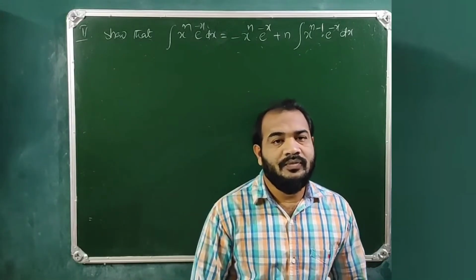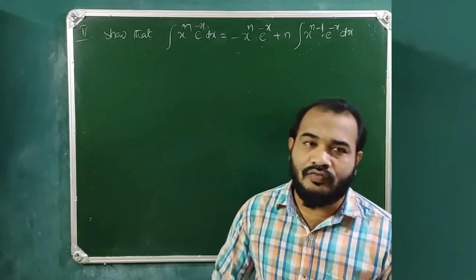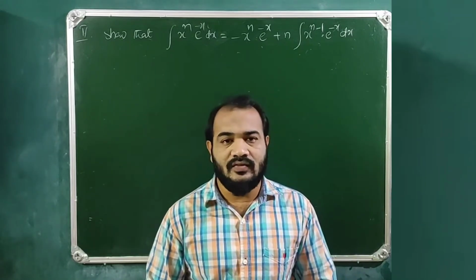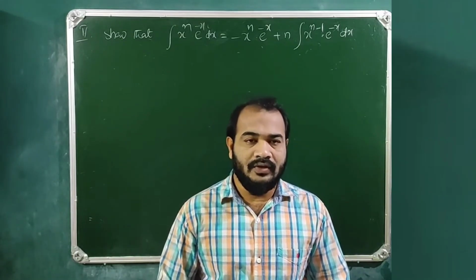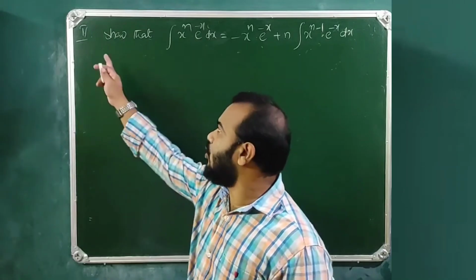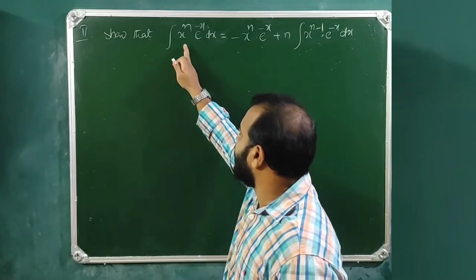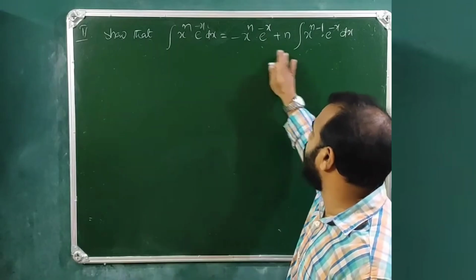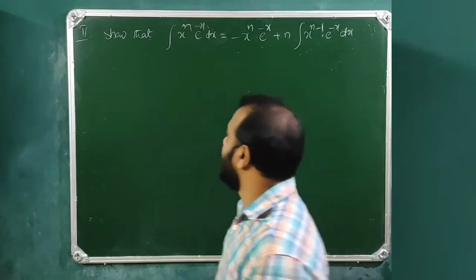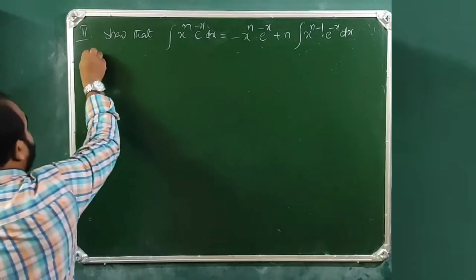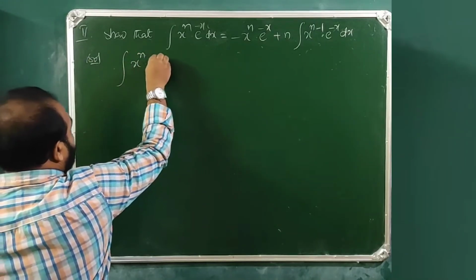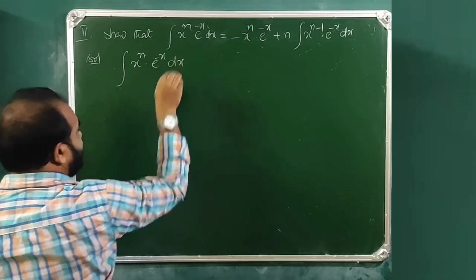Good morning, students. Let us continue from where we stopped in the previous video. We have been discussing the reduction formulae. So, last exercise, second Roman, show that integral x power n into e power minus x dx. This is what we need to prove. So, let us take the LHS: integral x power n into e power minus x dx.